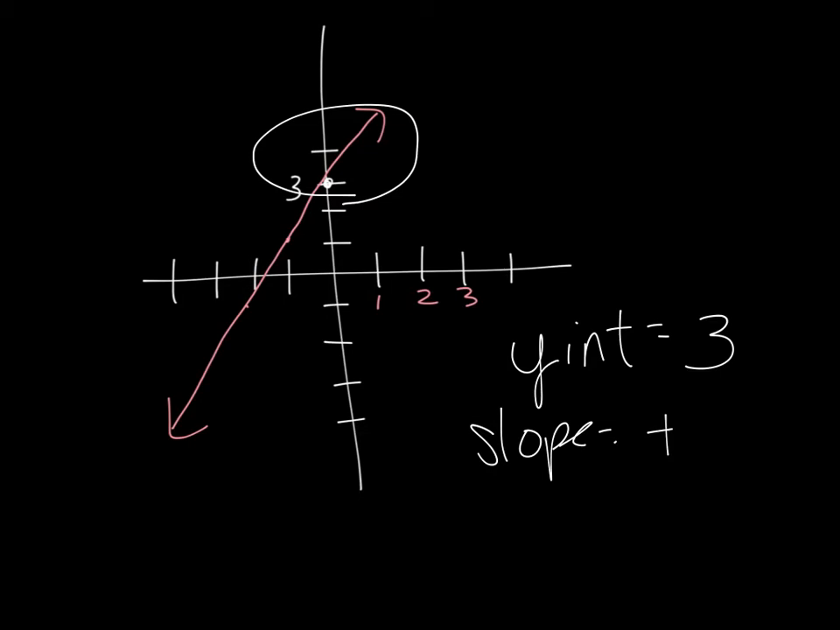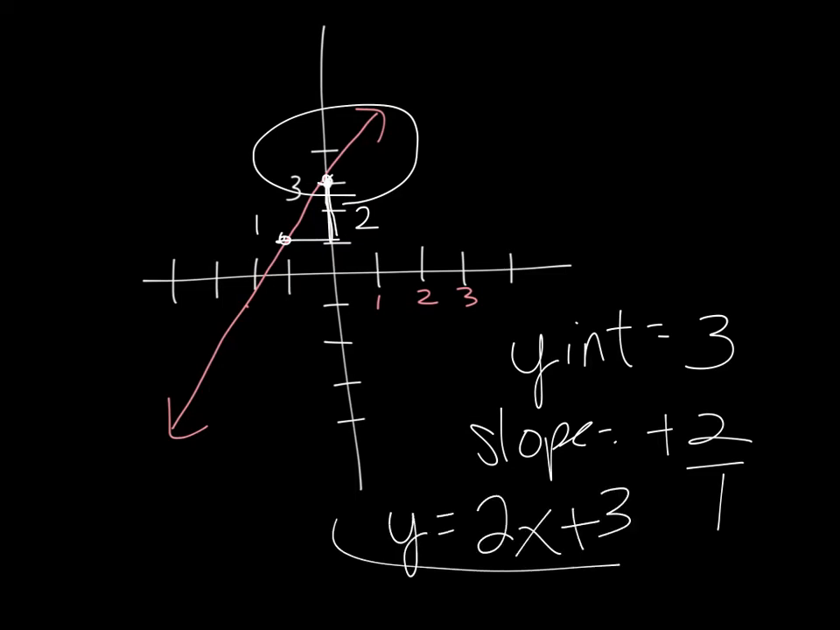Then from there, I see it's a positive slope, so I'm just going to say it's positive. And I see two points, here's one point, and here's another point, to see what the rise and run is. So I'm rising 2, and I'm running 1. So my slope is 2 over 1. To rewrite it, I would write y equals 2x plus 3.